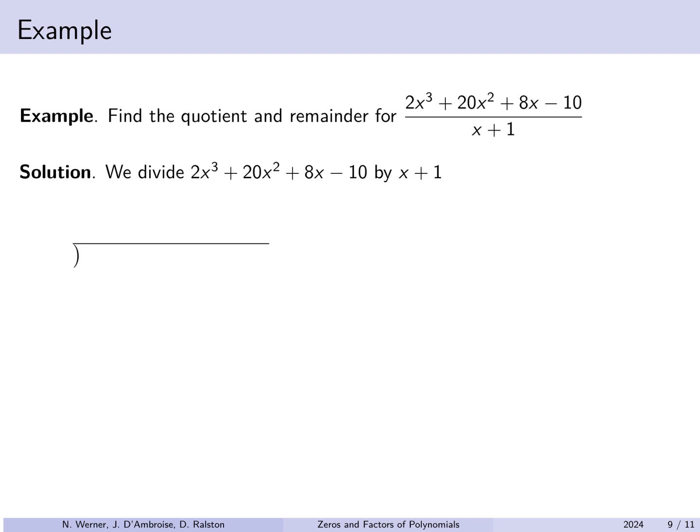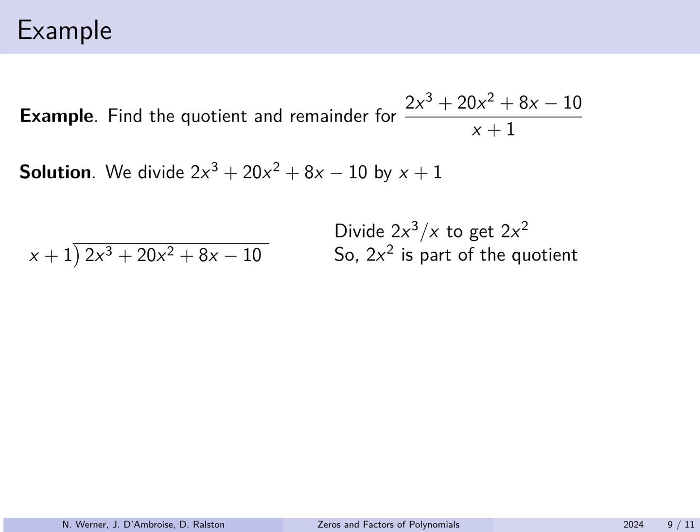So we set up our division sign. We put the 2x cubed plus 20x squared plus 8x minus 10 inside it. We're going to divide by x plus 1, and now we play the game: divide largest remaining power by largest power, and cancel things out as we go. So 2x cubed divided by x is just 2x squared. So that's part of the quotient. Put it there with the squared term.